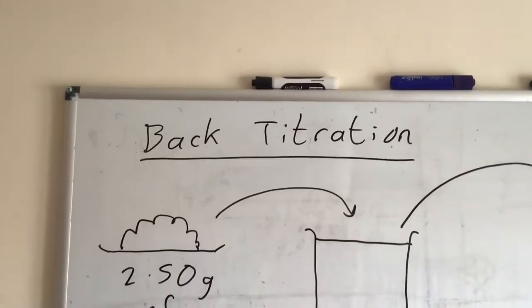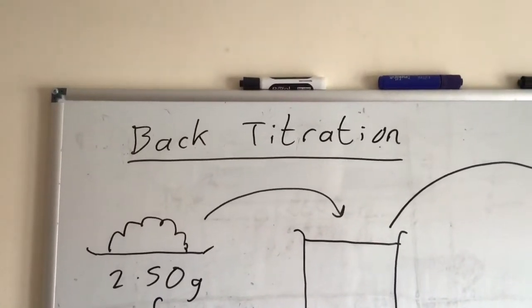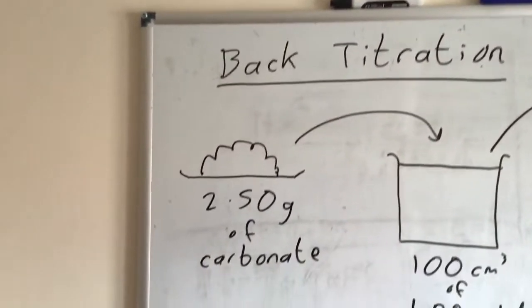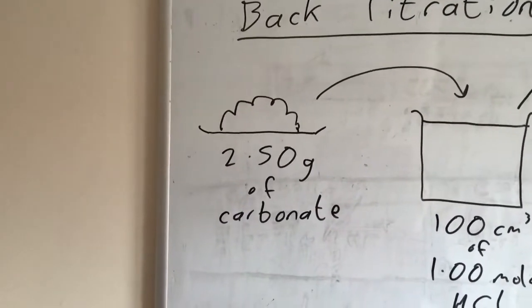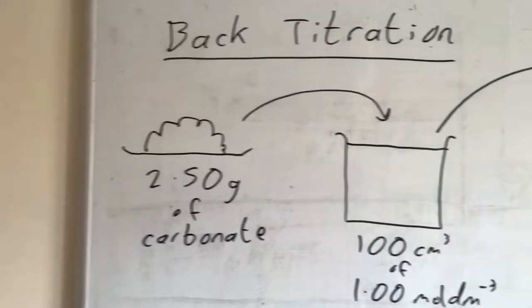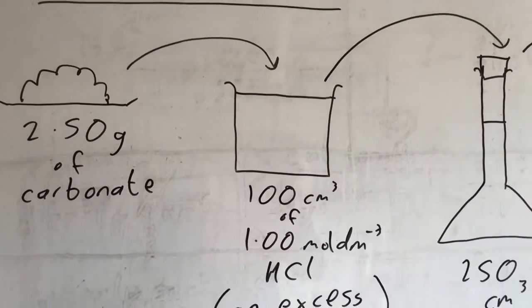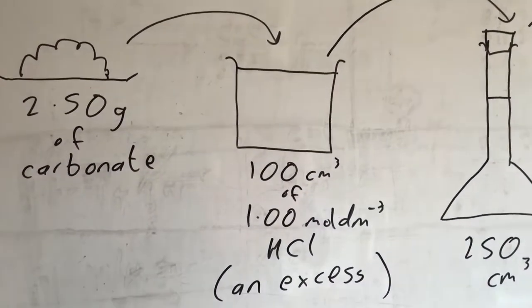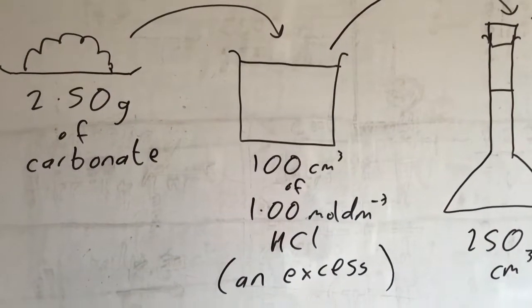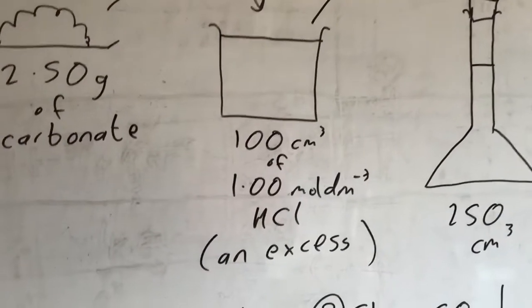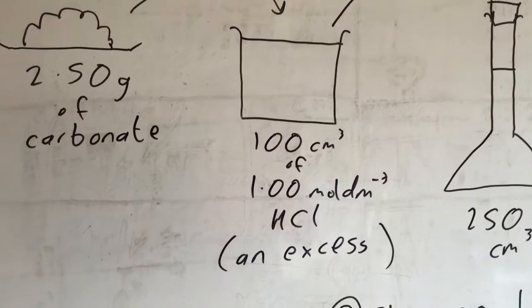Now this is known as a back titration, and in the experiments you took 2.5 grams of the carbonate and you reacted it with hydrochloric acid, 100 centimetres cubed, and that was the concentration 1.00 mole per decimetre cubed. And that was an excess, so there was too much acid.